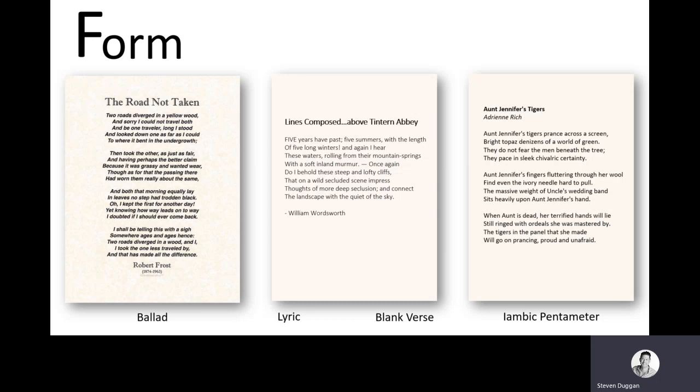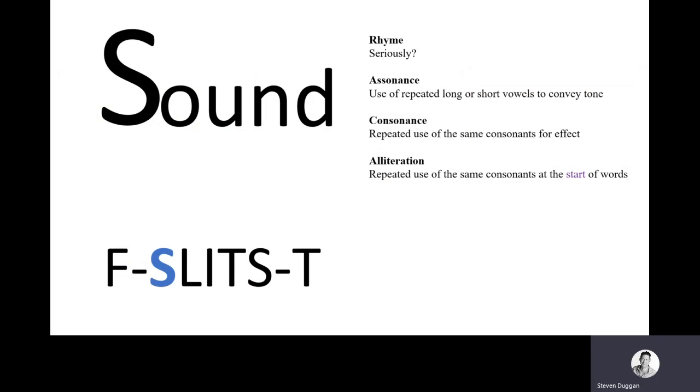So there you are, that's form. Some very, very simple ones: the ballad, the lyric, iambic pentameter. We're going to talk about some of those other examples as we go further into the class. But let's go to the next thing, the S's. The first of the S's, which is sound.